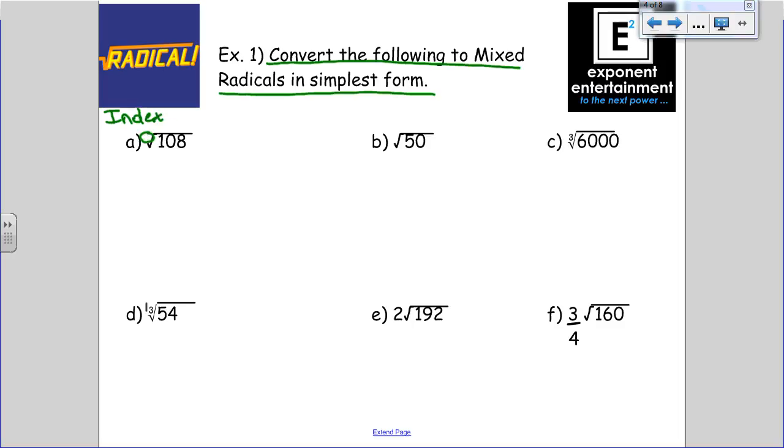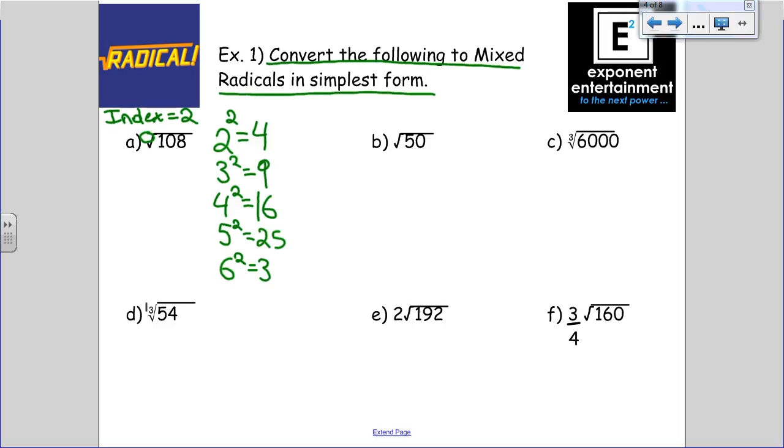Since the index is 2, you have to look at something called your perfect square chart. Your perfect square chart is just a whole bunch of whole numbers squared. So we're going to create it here really quick. This is called your perfect square chart. It won't ever be given to you. You need to know what it is on your own.